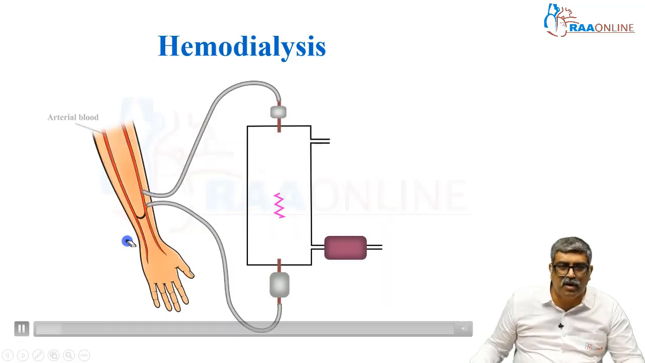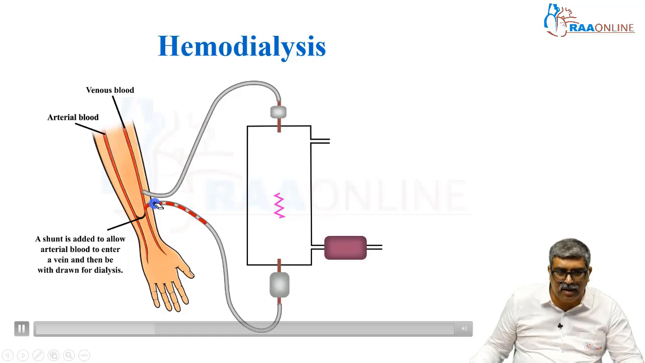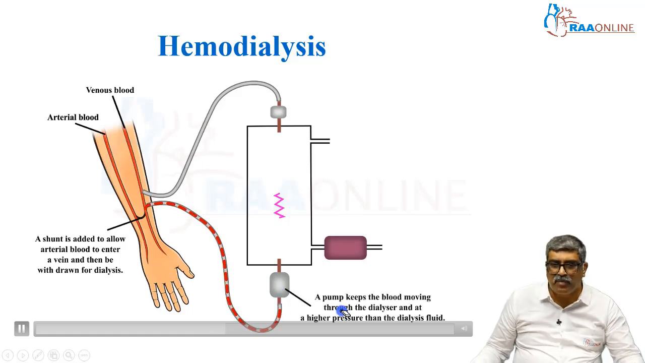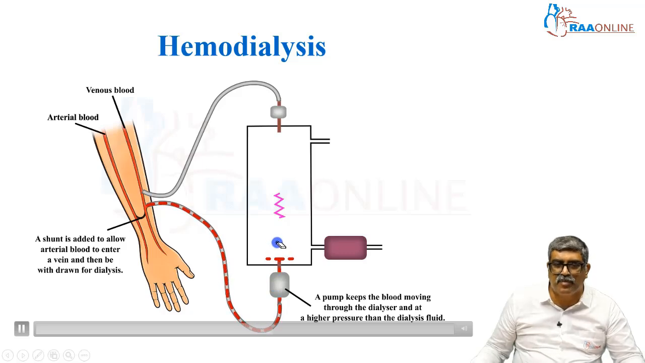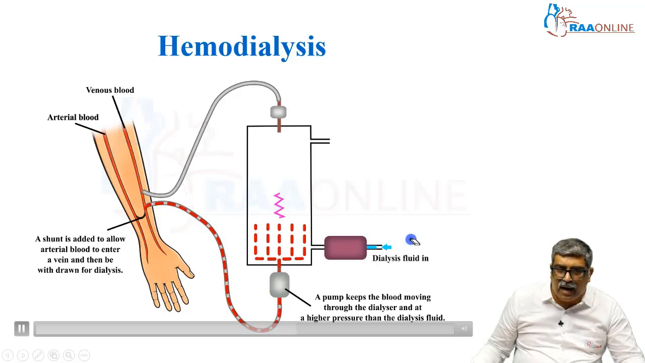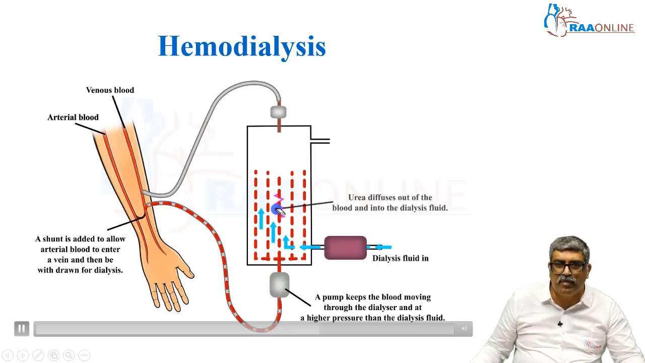Coming to the working of the hemofilter, here you have an AV fistula which is created between the artery and the vein. A connection between artery and vein is established and this blood is taken via a tubing to a pump. And what does this pump do? It will maintain a higher pressure than the dialysis fluid and pushes the blood to the membrane, and the dialysis fluid is drawn through the membrane.